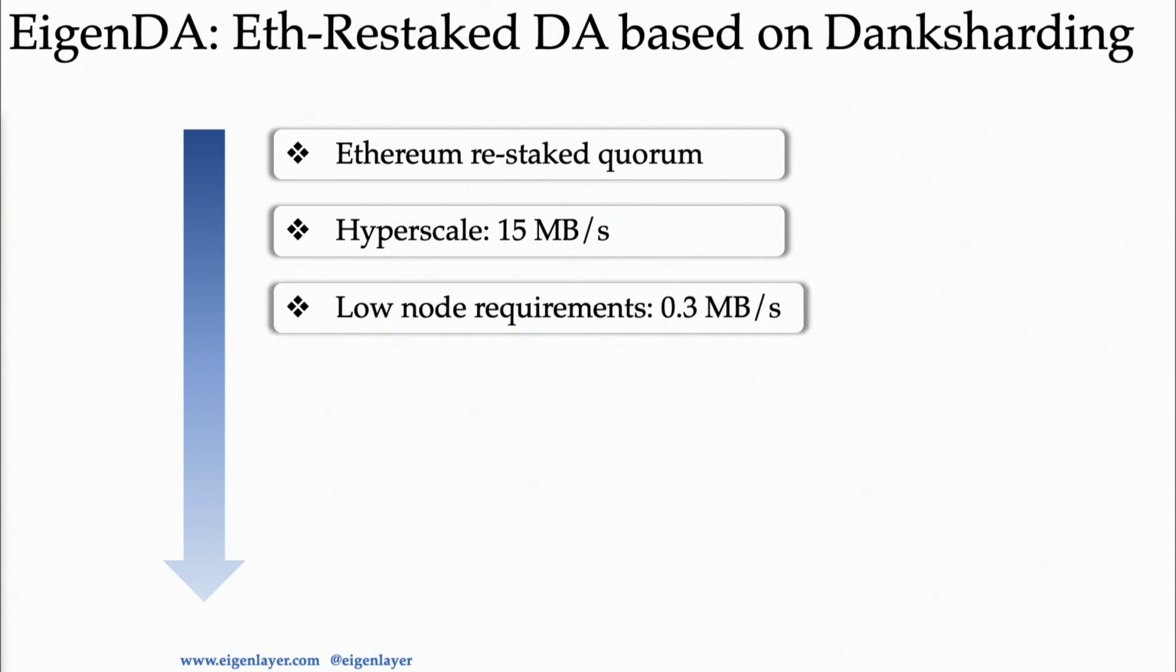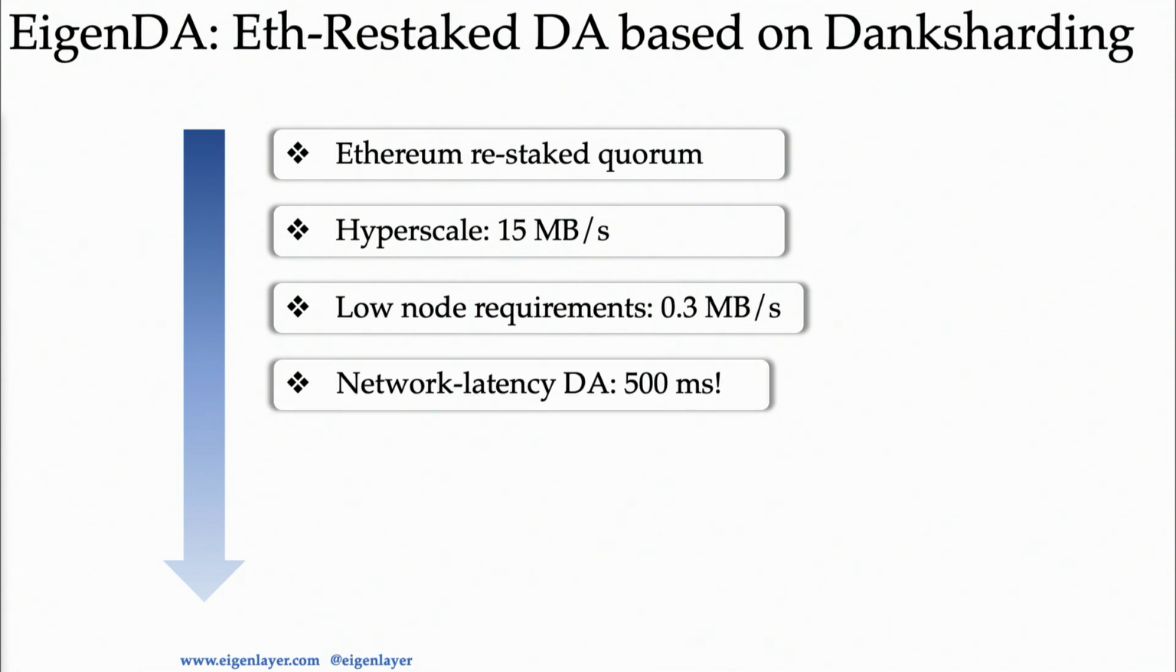It has very low node requirements. Even though the system achieves 15 megabytes per second, each node only needs to touch and download 0.3 megabytes per second. This is because, remember in the previous picture, each node is not downloading the entire data, it is only downloading a secret shared chunk. Because each node is only downloading a small chunk, you do not need each node to download everything.